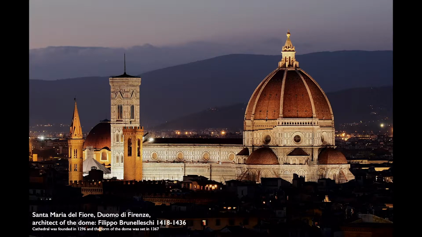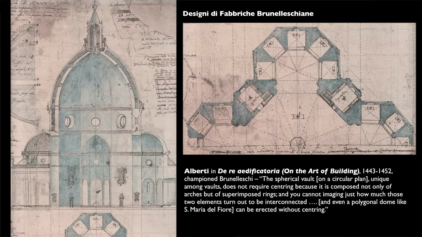But I want to take you back to something from the recent past of the material culture of humankind. The Cathedral in Florence was actually started in 1296, and the form of the dome, realized by Filippo Brunelleschi at the beginning of the 19th century, was actually set in 1367. Its form is what we now describe as Gothic. Alberti championed Brunelleschi and observed that a spherical vault on a circular plan, although it is a polygon, could be built without centering.